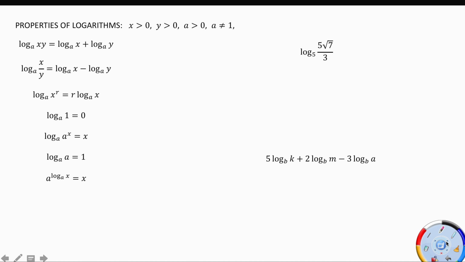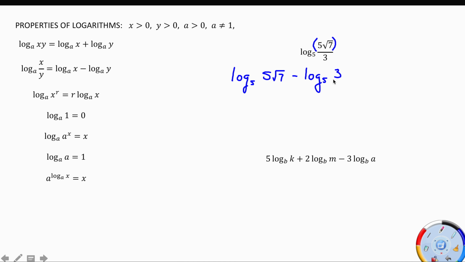So we really want to practice expanding and condensing. Here's where we're going to expand. All right. So I'm going to use these properties. First of all, recall that a fraction bar is as if there's invisible parentheses. So first of all, I've got two things being divided. I'm going to use this property right here to write this as log with base 5 of 5 square roots of 7 minus log with base 5 of 3.